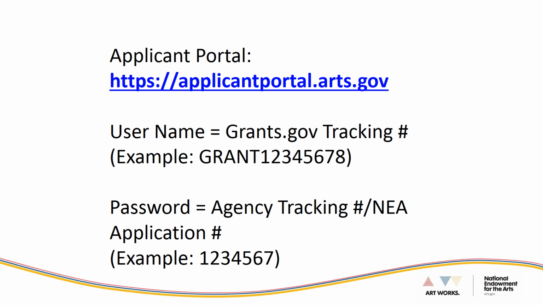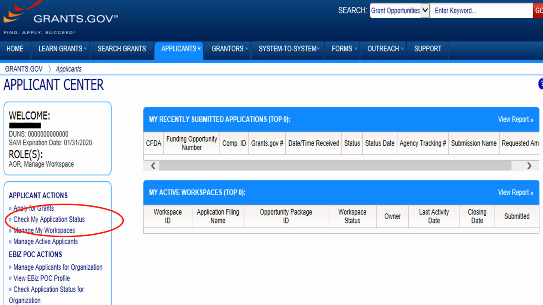Your password will be your agency tracking number, the NEA application number. Here's an example of what the password will look like. This number may be found by logging into grants.gov and looking in the Check My Application section. More information to assist you in retrieving this number is published in the guidelines. Do not try logging into the applicant portal early. It won't work. Instead, use this time to prepare your materials so you'll be able to enter information into the GAF more quickly when it's open to you.